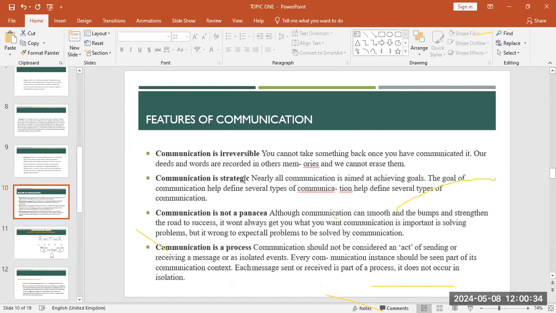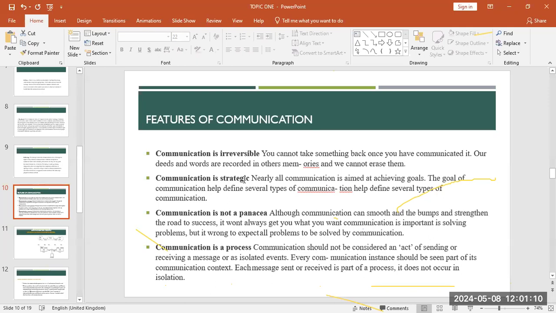Communication is not a panacea. Here we are saying that although communication can smooth the bumps and strengthen, in other words, communication is not as smooth as we think. It is not smooth, such that we think everything will always work well simply because we are communicating. No. Communication is, in short, not a solution to everything.